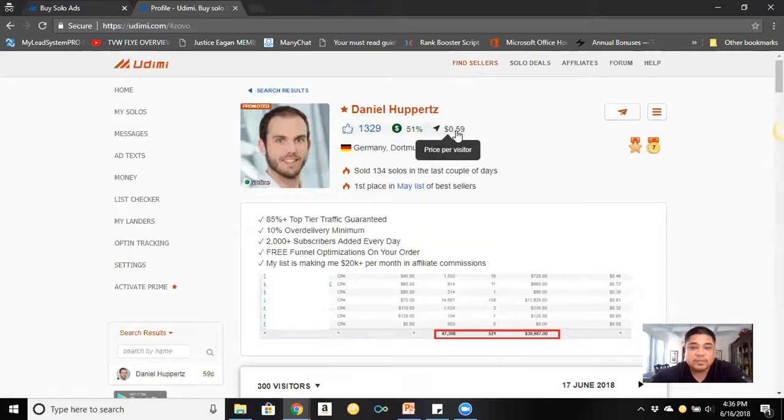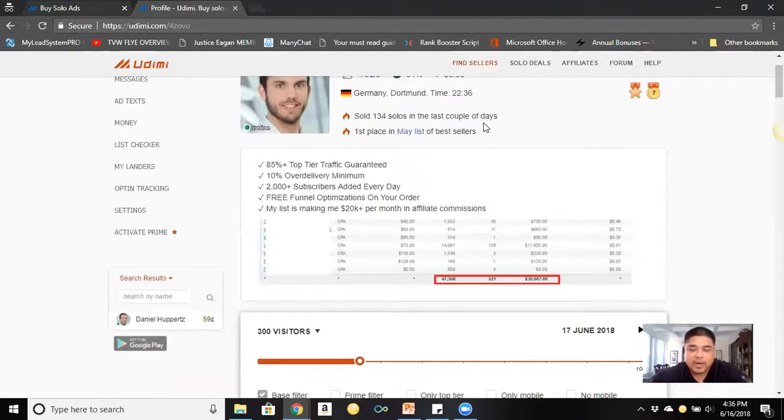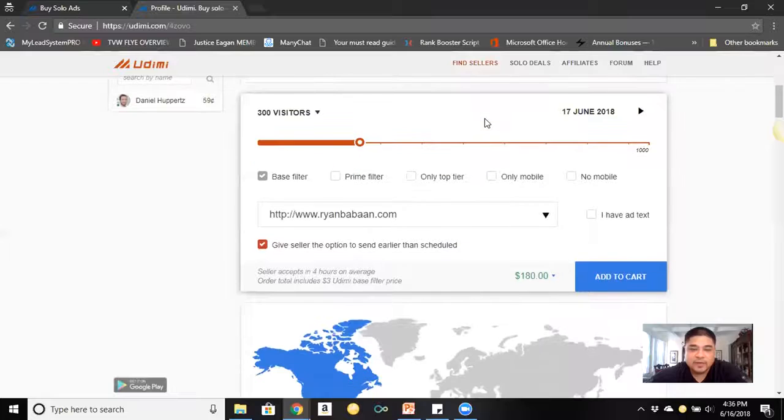Right. Next one is here. This is the price per visit or price per click. All right, price per click. Now, if you go down in the bottom here, this is where you're going to select how many visitors you actually do want, or how many clicks that you want.